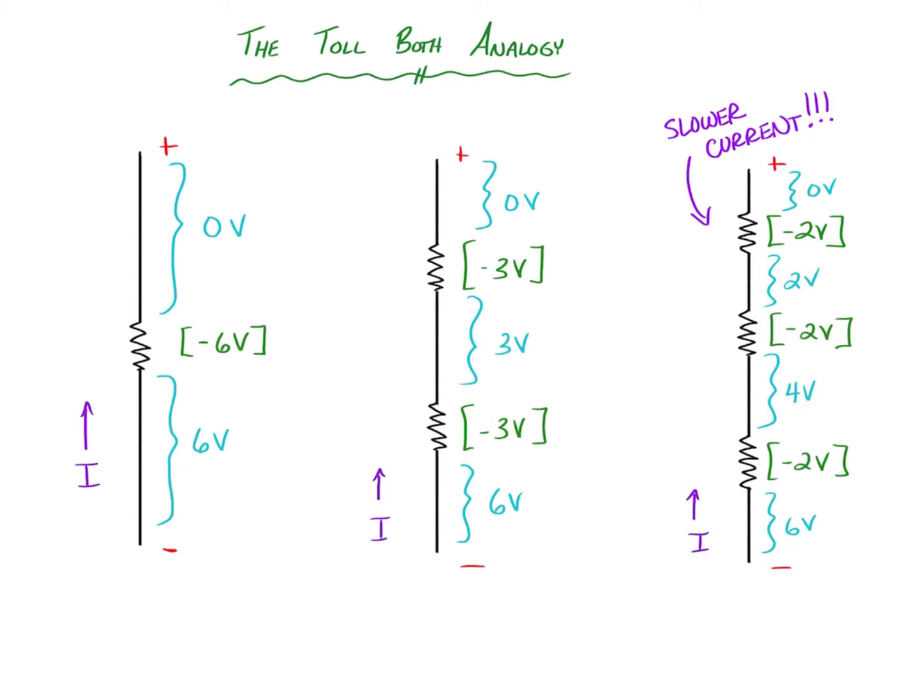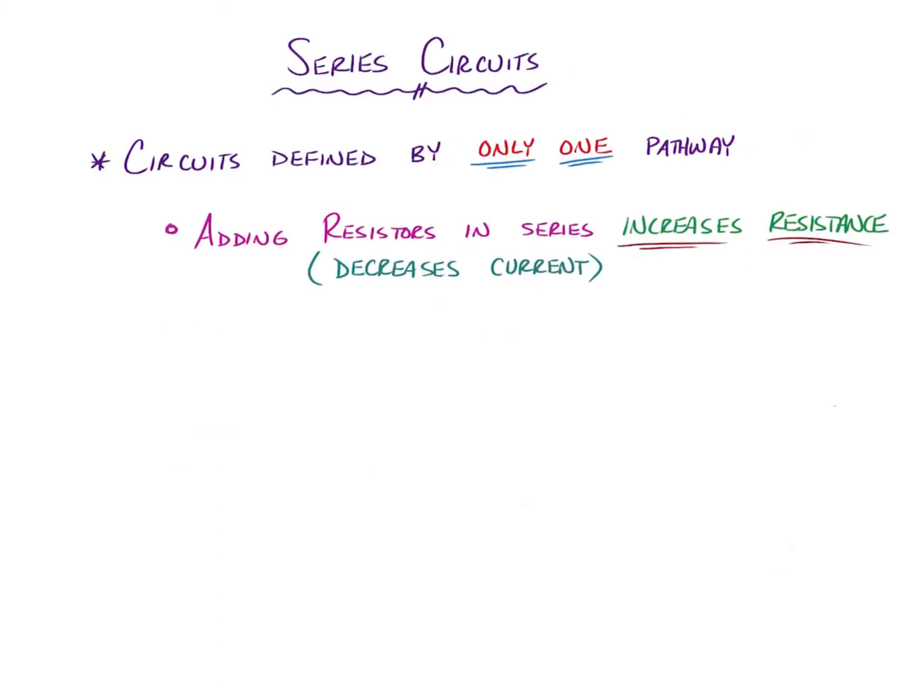So just understand that in a series circuit, which is a circuit that has one pathway, as you add resistors in series, you increase the resistance because every electron has to go through every resistor. Every time you add a resistor, you're adding more stuff, another obstacle, because there's no pathway or no option around it. So one of the big major concepts about series circuits is adding resistors in series is going to increase your resistance and decrease your current.